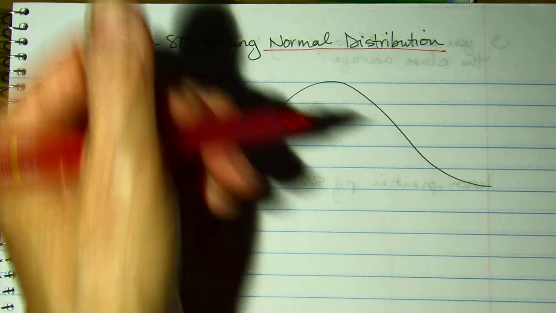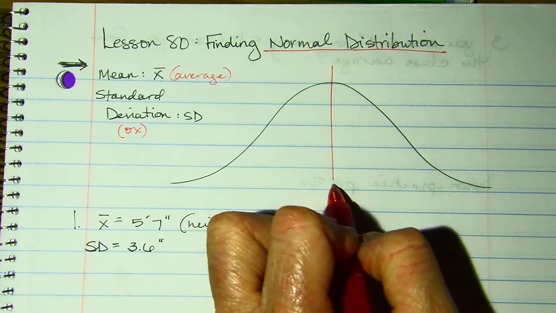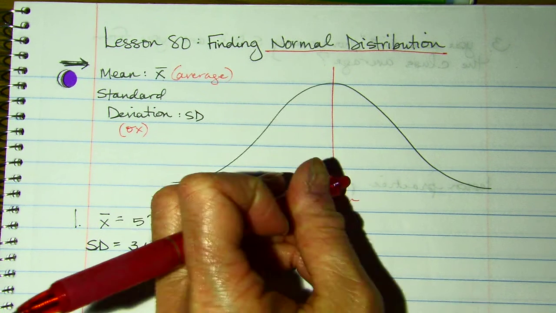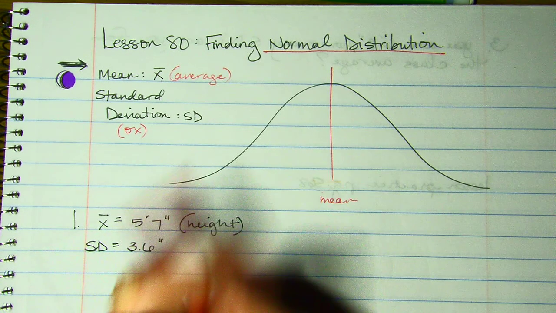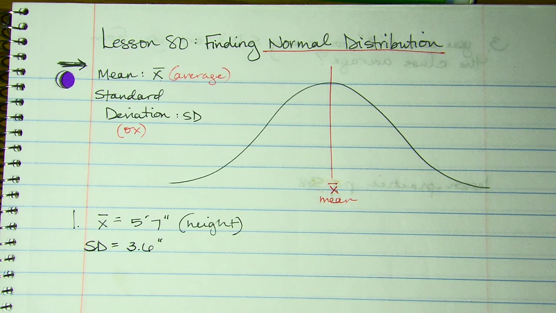So here's a normal bell curve. Now in a normal bell curve, right down the middle is your mean. Okay, so right down the middle would be the average. So let's say average test score or average height or average weight. Right in the middle should be your mean.